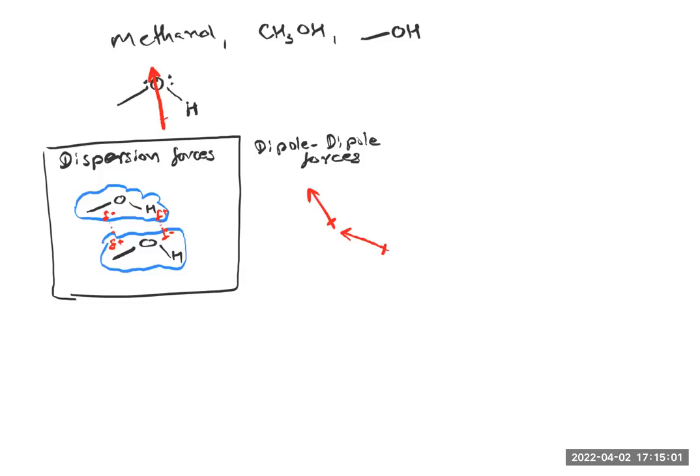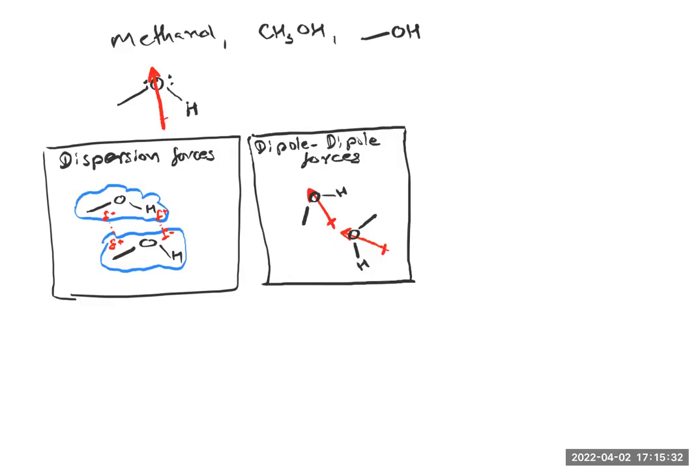Oxygen has the partial negative charge, therefore the arrowhead must be by oxygen. And then here's the rest of the molecule. Same thing here, here's the rest of the molecule. Again, the most important thing is drawing two dipoles, with the head of one dipole interacting with the tail of the other. This is how we depict dipole-dipole forces. Lastly, let's take a look at hydrogen bonding forces.